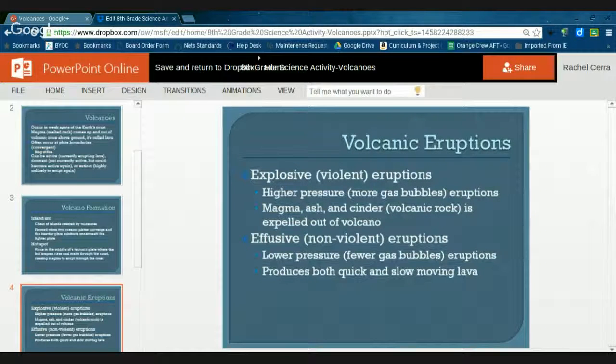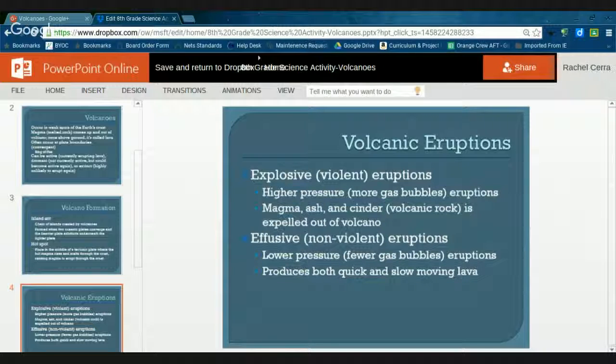Two different types of volcanic eruptions. You've got explosive or violent eruptions, and then you've got effusive or non-violent eruptions. The explosive or violent eruptions are the ones that you usually see on TV or in a movie, where it's just spewing ash and magma and all that stuff.